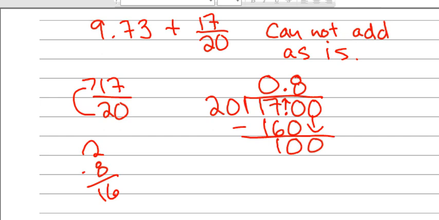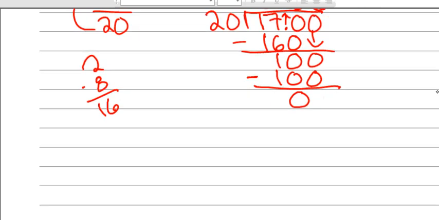So I have 100. And we just did this. How many times does 20 go into 100? Last time we found out it was 5. So 20 times 5, there's 20 nickels, sorry, in 100. So 17 over 20 is 0.85. And now I can add them together.